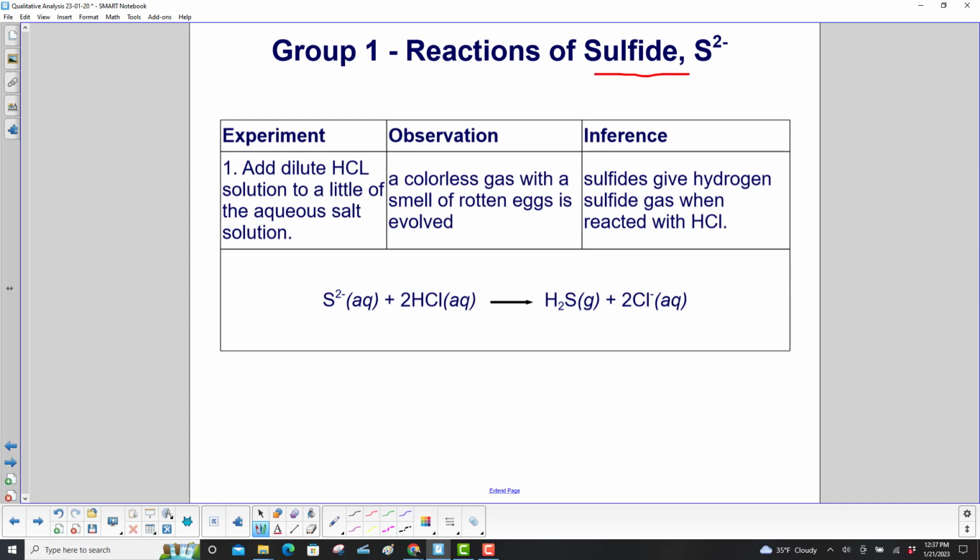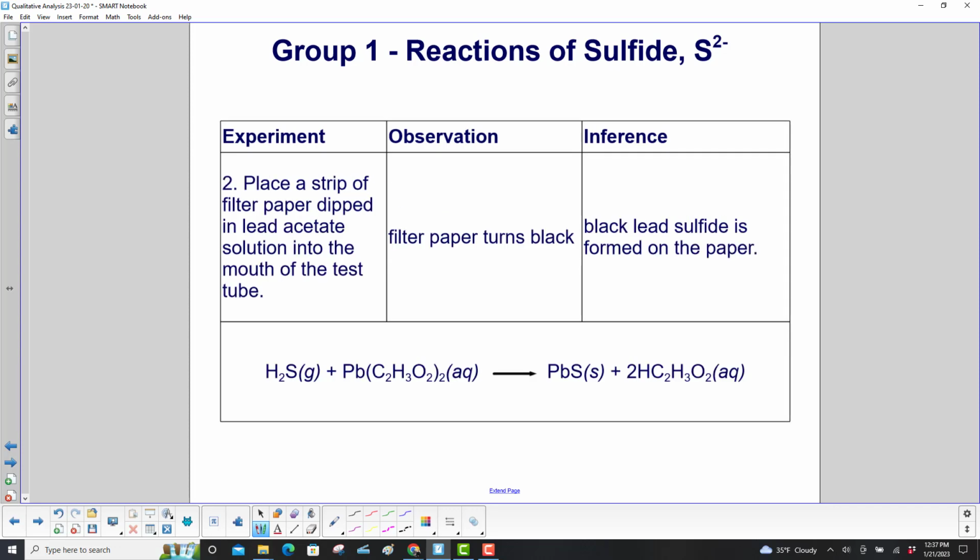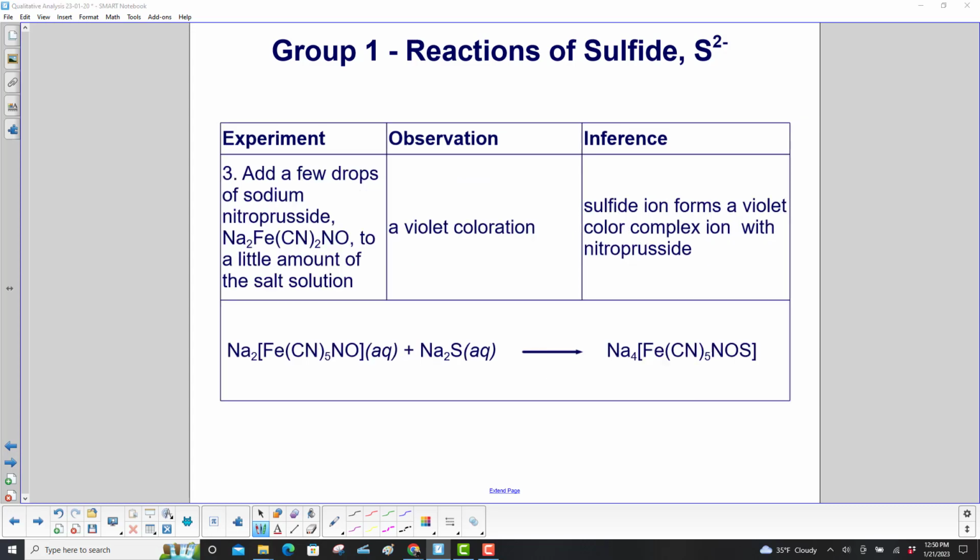Switching over to reactions of sulfide, we start with adding dilute hydrochloric acid solution to a little of the aqueous salt solution. Observation: a colorless gas with a smell of rotten eggs is evolved. Inference: sulfides give hydrogen sulfide gas when reacting with hydrochloric acid. 2. Place a strip of filter paper dipped in lead acetate solution into the mouth of the test tube. If the filter paper turns black, the inference is black lead sulfide is formed on the paper.